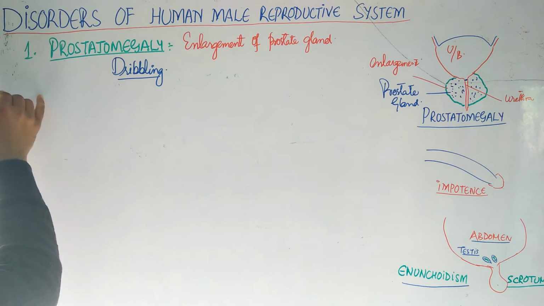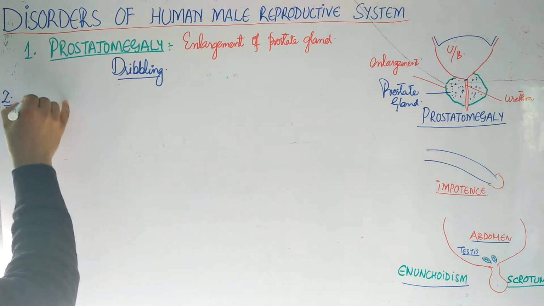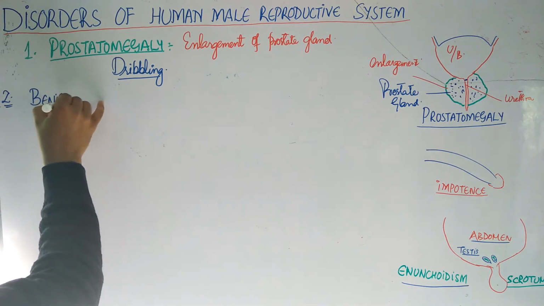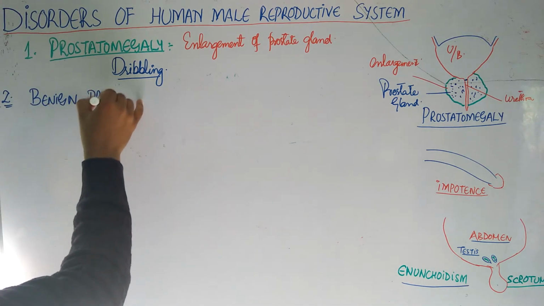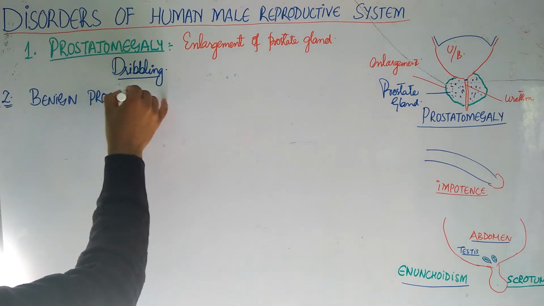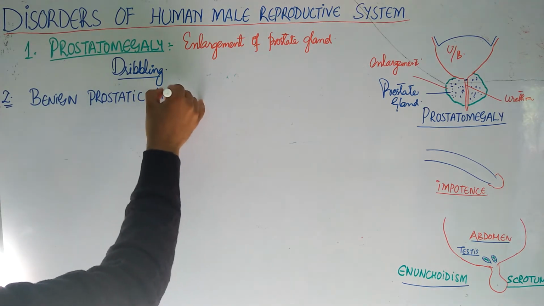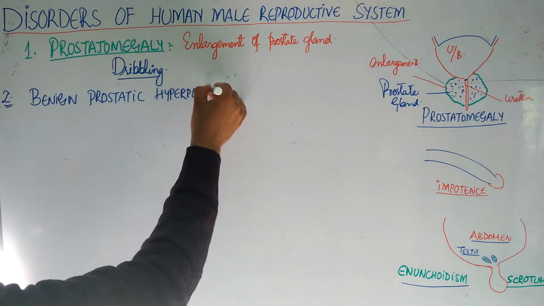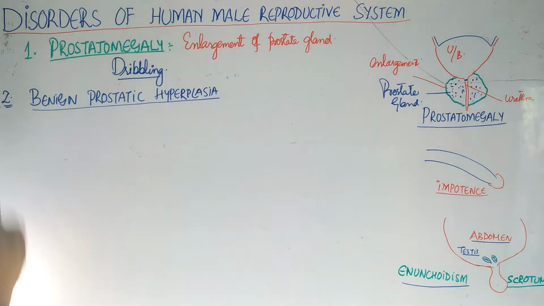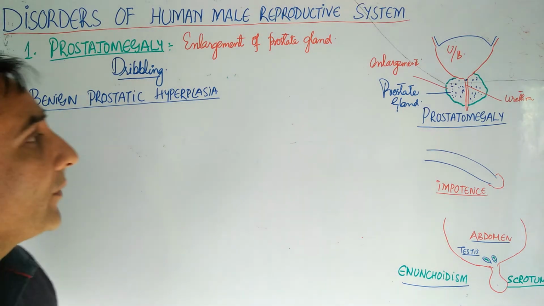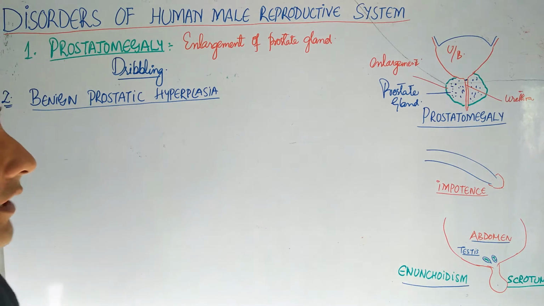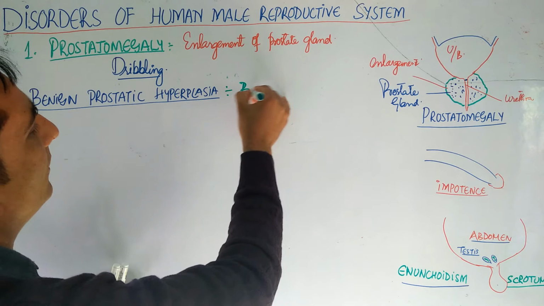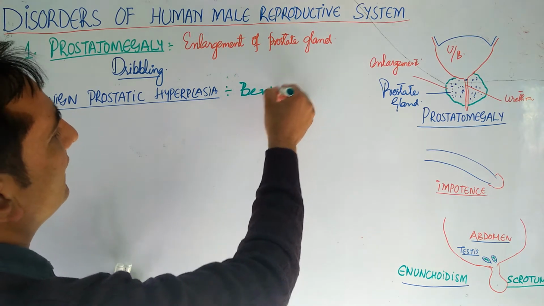Now the second disorder is benign prostatic hyperplasia. It is another disorder of the human male reproductive system related to the prostate gland, in which the prostate undergoes benign cancer.